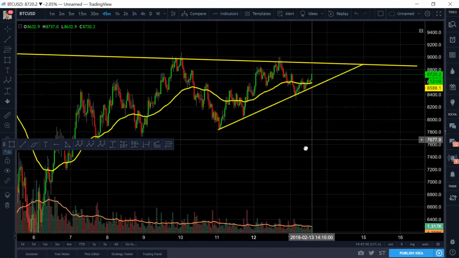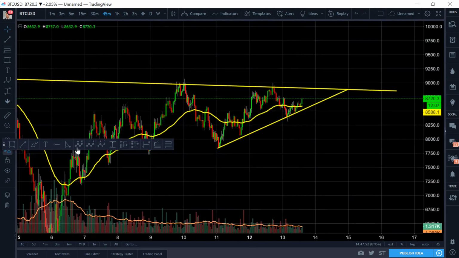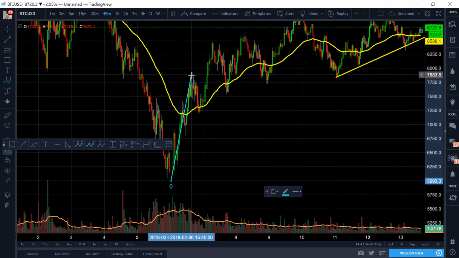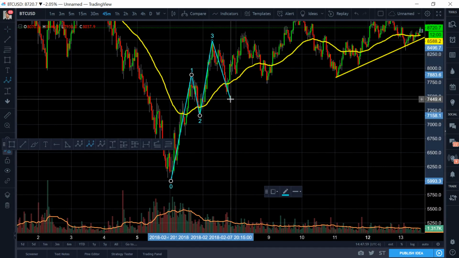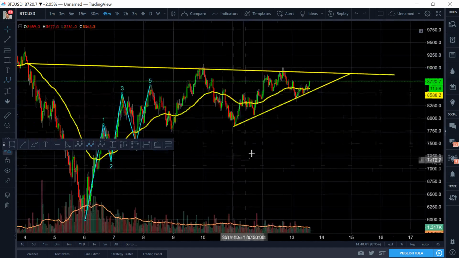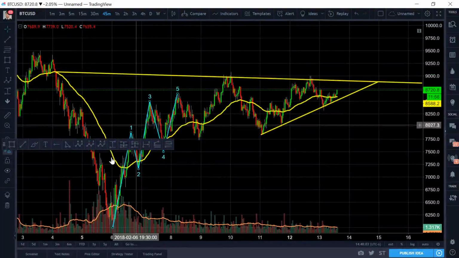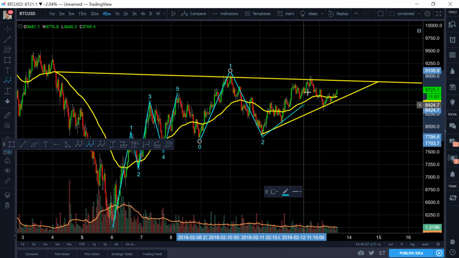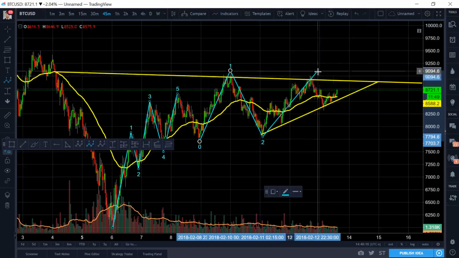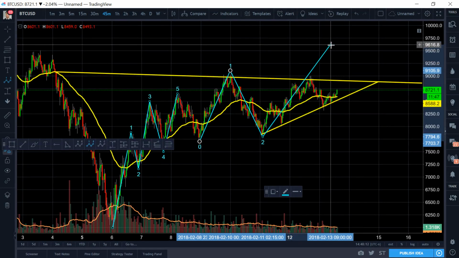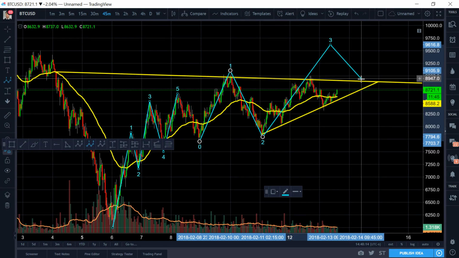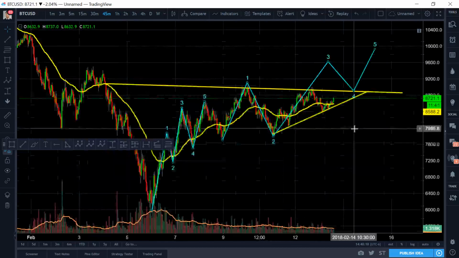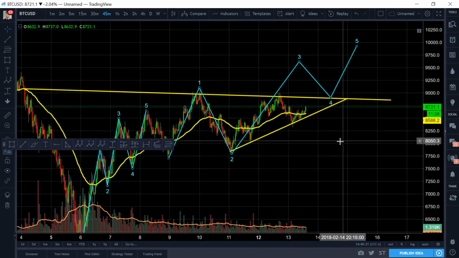Pretty good. So going back to my 1, 2, 3, 4, 5 scenario, like here, where I have 1, 2, 3, 4, and 5. Going to my scenario right here, where this is 1, this is 2, this is 3, and we want to make a fifth wave somewhere up there, I'm guessing. And then we bounce off of this line. This is the bullish scenario. I'm going to present you guys the bearish scenario as well, okay?